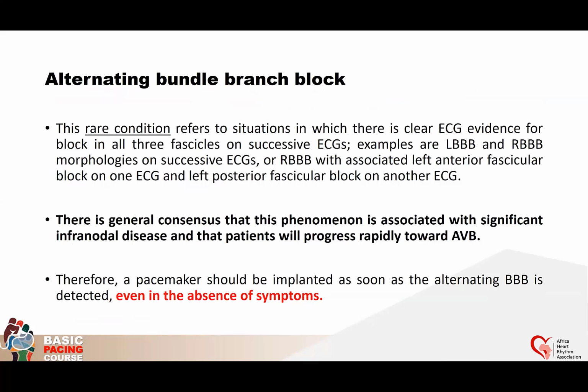Another rare condition is the alternating bundle branch block, a patient in whom you have ECGs that show right bundle branch block and other ECGs that show left bundle branch block, or bifascicular block over the two fascicles, like right bundle branch block with anterior and sometimes with posterior fascicle block. These patients are at very high risk to rapidly progress toward AV block, and they are indicated for pacing even in the absence of symptoms.